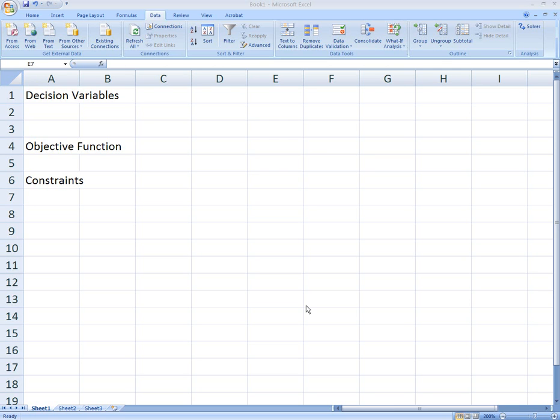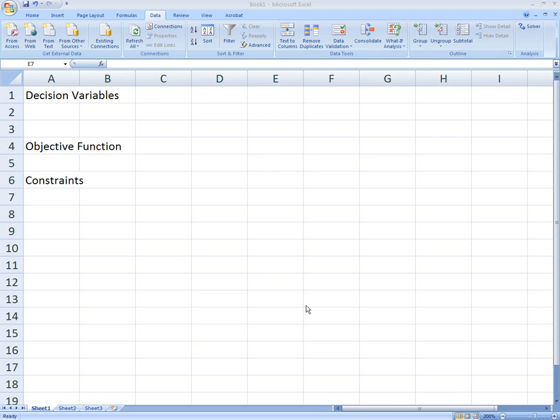We're going to do this in two parts so the video file doesn't get huge. This is going to be part one, and in this tutorial I'm going to just help you get set up for using Solver. By that I mean we're going to set up the spreadsheet so that using Solver will be pretty easy.